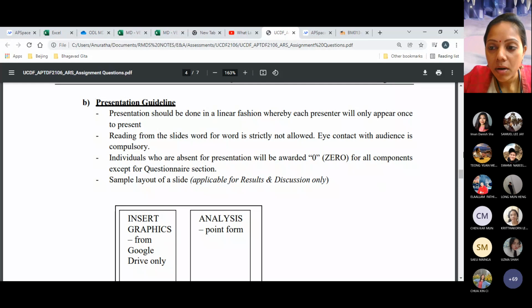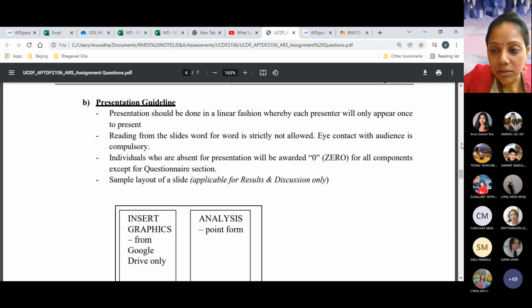Guideline for presentation. All of you must be presenting. Each and every student in the class is a presenter. If you fail to present, you will not get your marks for presentation, which is 30%. But let's say there are 5 group members and one of you is absent. The rest of the 4 students will not be affected by that one student's absence. We are not giving marks for the whole group like a blanket rule, like a holistic marking. No, you'll be given marks based on your individual performance for your presentation.